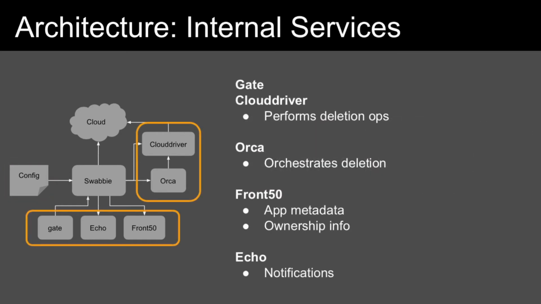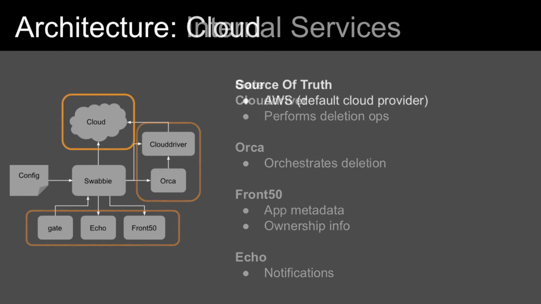So you may recognize some of the internal services inside of Spinnaker. Gate, which is Spinnaker's API gateway. Clouddriver to perform cloud operations. Orca is actually in charge of handing the deletion task to Clouddriver to perform it. We use Front50 to get application metadata, to also get the ownership information, and then Echo for notifications. That's it.